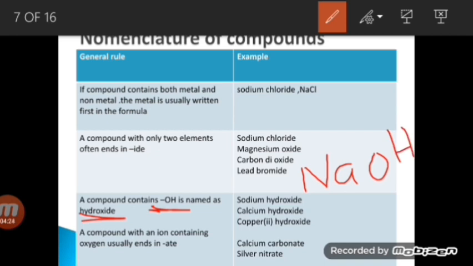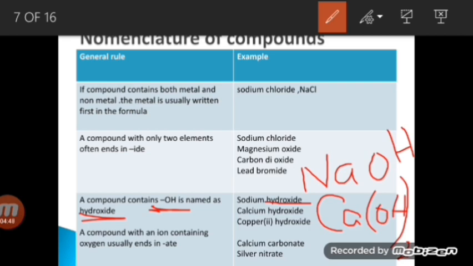This is sodium hydroxide. Sodium is the metal, and it is connected with the hydroxide group. So its name will have hydroxide at the end, used as a suffix. Next is calcium hydroxide. So again here we will have hydroxide as a suffix.